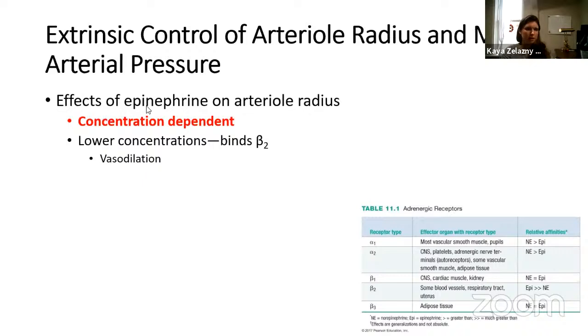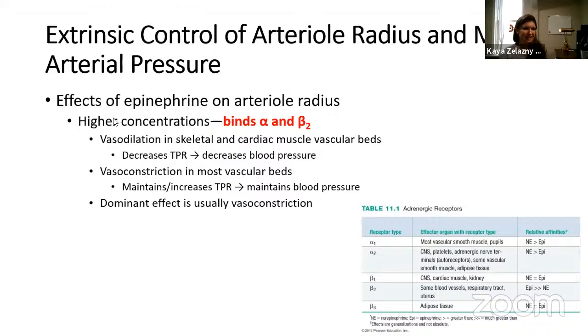So the effects of epinephrine on the arteriolar radius are concentration dependent. At low concentration, it binds beta-2 receptors because of this relative affinity, right? Beta-2 receptors are actually our only receptor that really, really loves epinephrine. So if you have only a little bit of epinephrine, it's all going to get sucked up by those beta-2 receptors. The effect on beta-2 receptors is vasodilation. So if we only have a little bit of epinephrine, overall we're going to see vasodilation. We do want to remember that beta-2 receptors are not spread out everywhere, specifically talking about the heart and skeletal muscle. Okay, so we're going to have vasodilation going to the heart and going to the skeletal muscle.